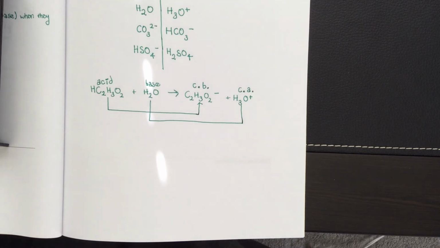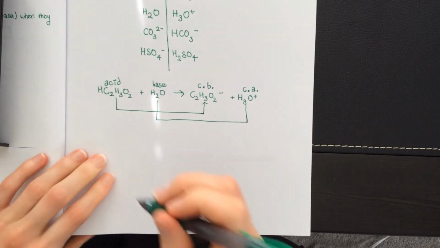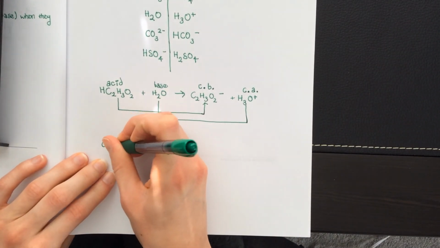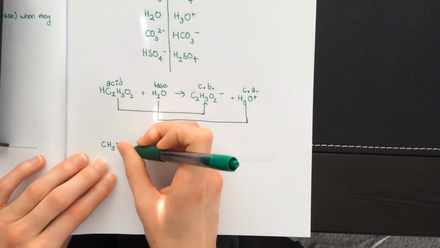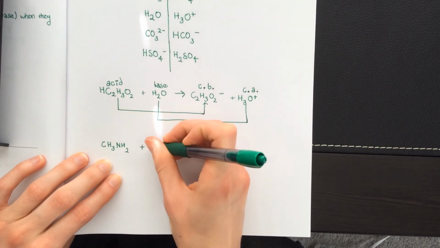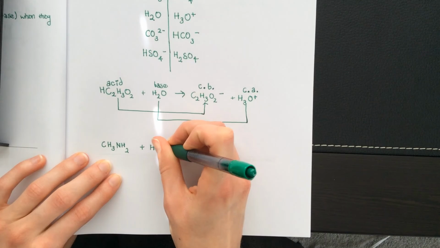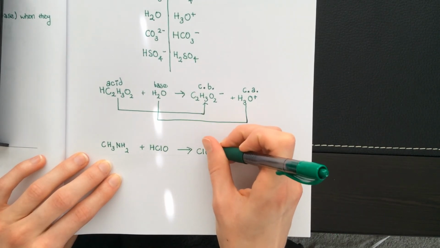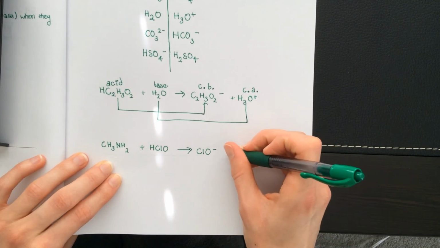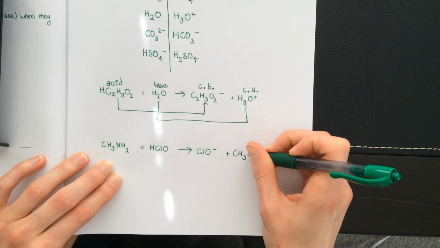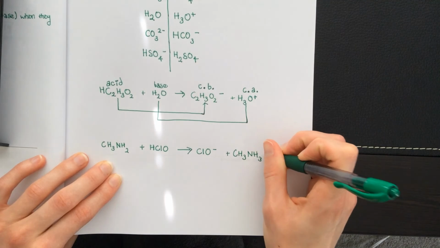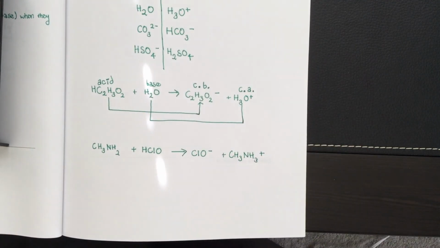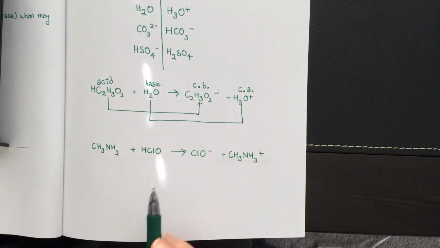Okay, let's do just one more because I know this is a bit tricky. You guys can do this. Okay. We're going to have CH3NH2 plus HClO making ClO minus plus CH3NH3 plus. Okay, so let's see, maybe the first thing you want to do is look for which one of these is losing the H, because whichever one that is, it's the acid.